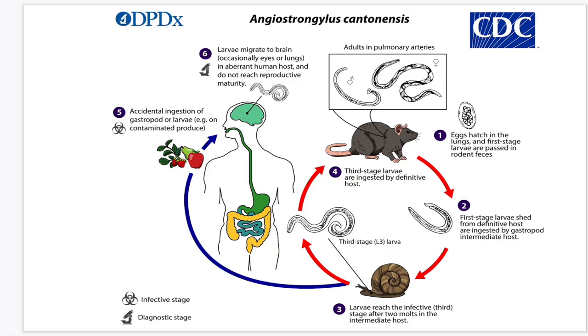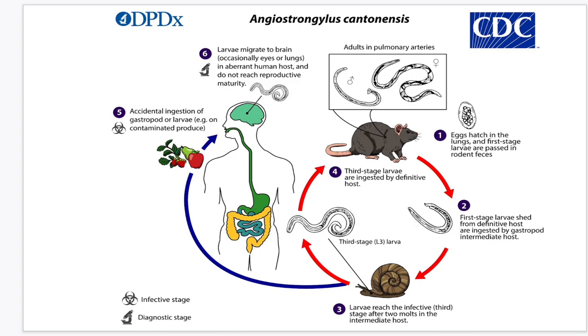So, the life cycle is ito. So, yung rat, they play the role of definitive host. So, in the pulmonary arteries ng mga rats, andun yung mga adults, no? The male and female. Then, they mate, and then they will produce larva. And then, yung larva na yon, nagpe-penetrate sila sa circulation ng rats, and eventually, they reach the intestine only to be passed out in their feces.